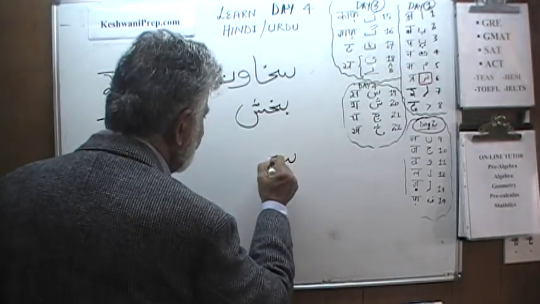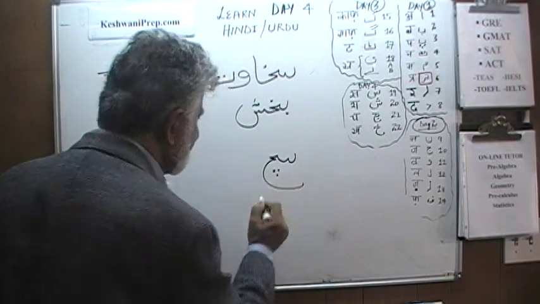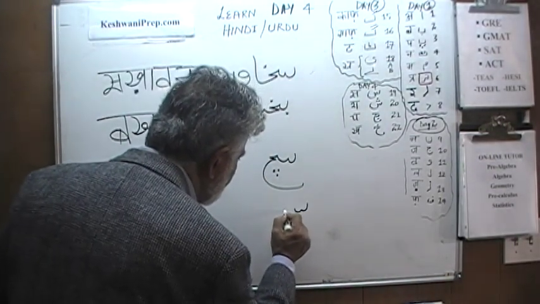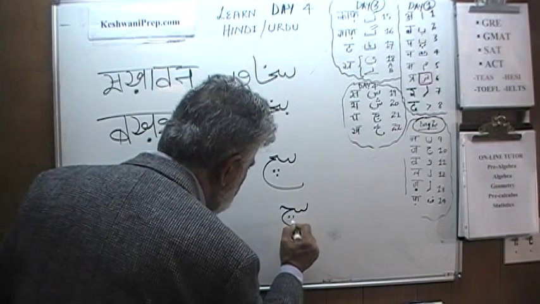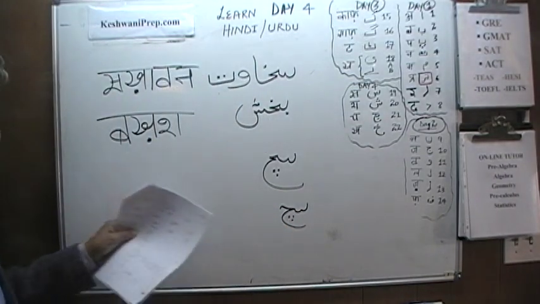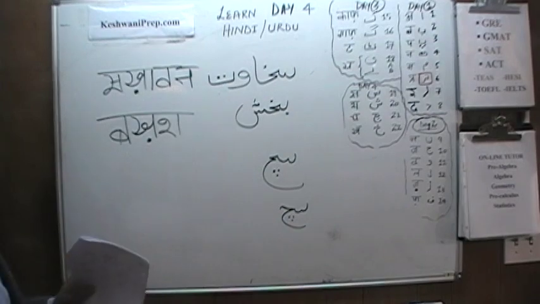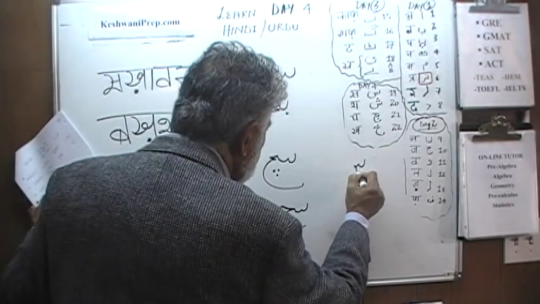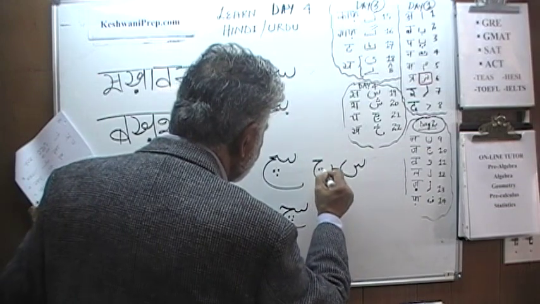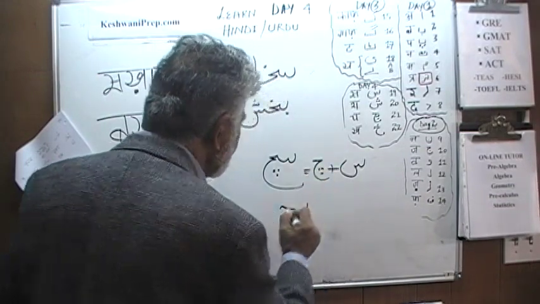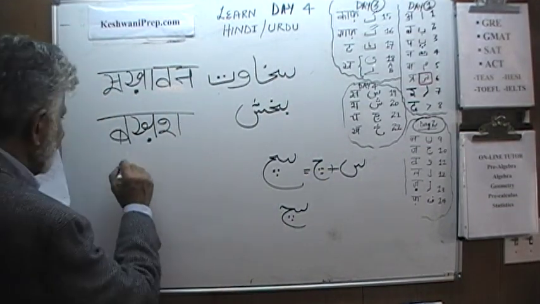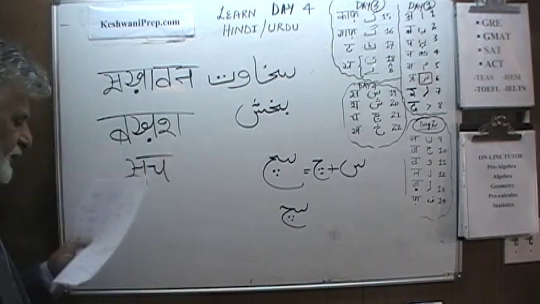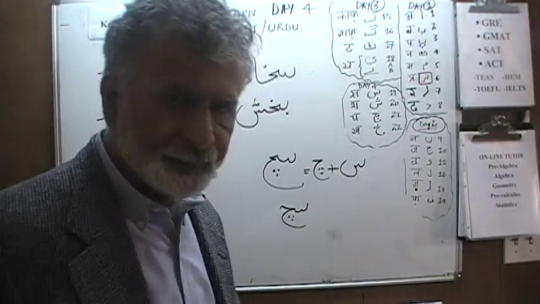So, and cho. This thing is made up of so, and then che. But it's not going to look like that in writing. In writing, it's going to look like this. This is seen plus che. Such. Such as in truth.